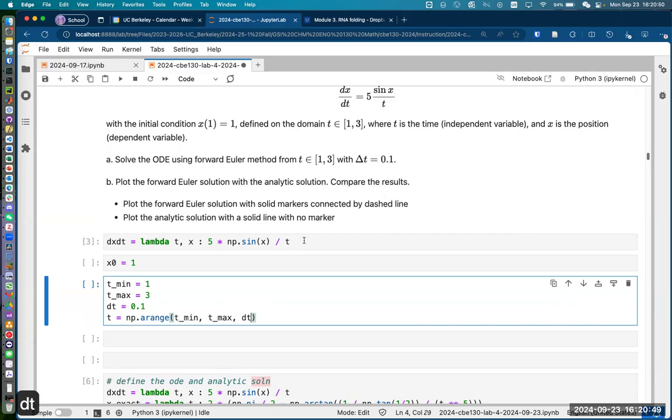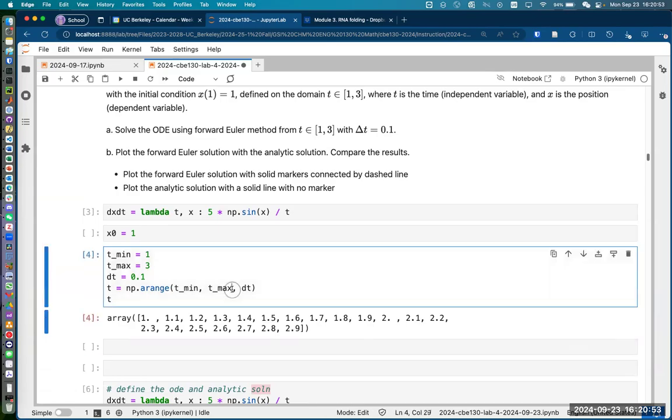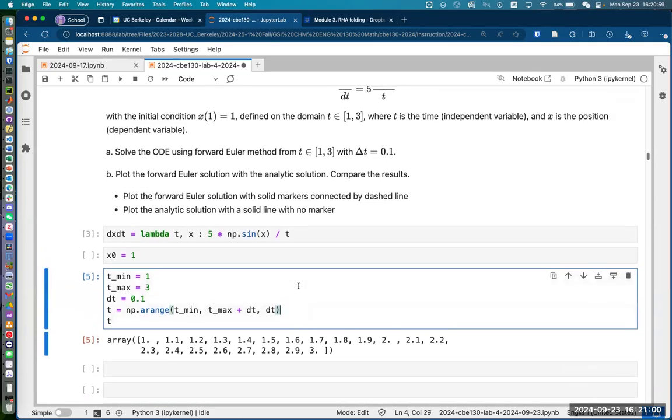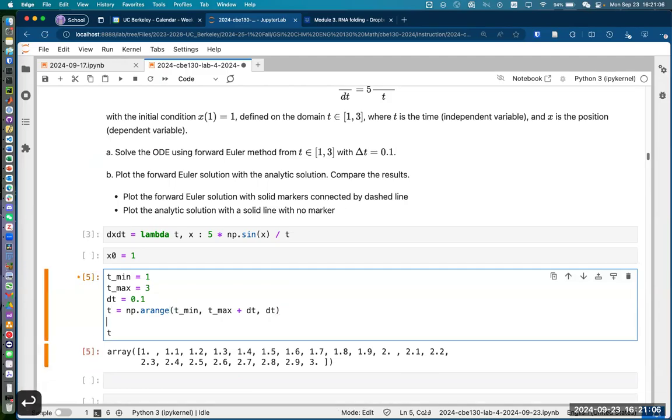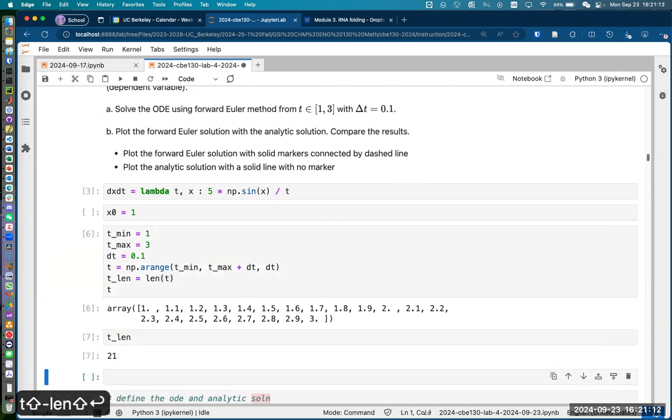But since we want to include 3, if we print this, it doesn't have 3. So what we can do is add a dt here, so it includes the endpoint. Okay, so here we have defined t, the time. For convenience, I'll also define the length of t. So t length is the length of t, and you can print it out. T length should have 21 points.